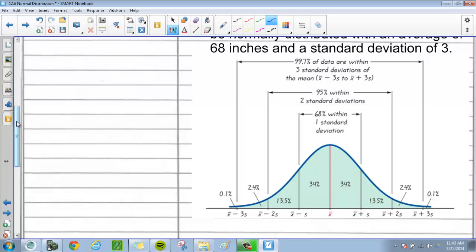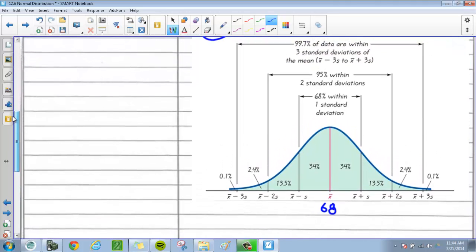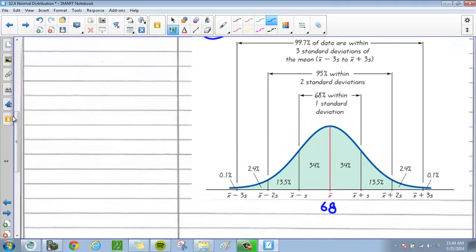So in this situation, 68 is our mean. So our average, or median, is 68 right there. Mean, median, average, they're all actually the same thing. The mode's even right in the middle too. Okay? And the standard deviation is 3. Now, if the standard deviation is 3, each of these lines represents an additional standard deviation.